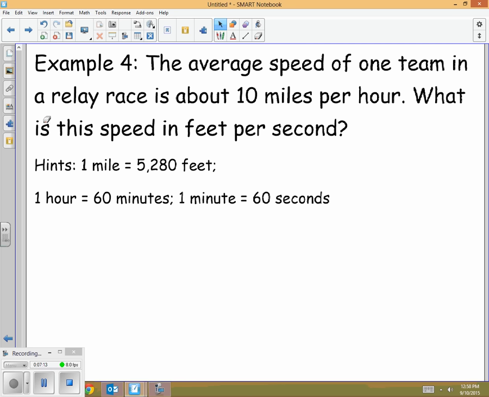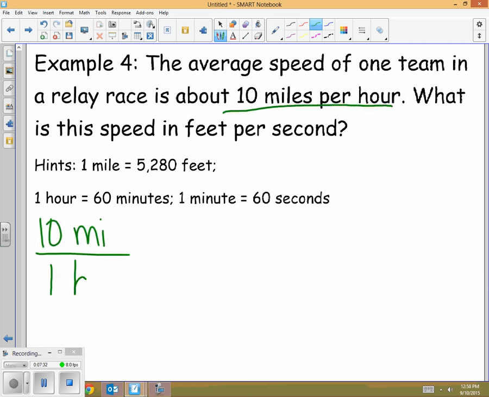The average speed of one team in a relay race is about 10 miles per hour. What is this speed in feet per second? So we have two conversions happening here. First, let's write with what we know. We know the team travels 10 miles per hour. I'm going to show that as a unit rate.